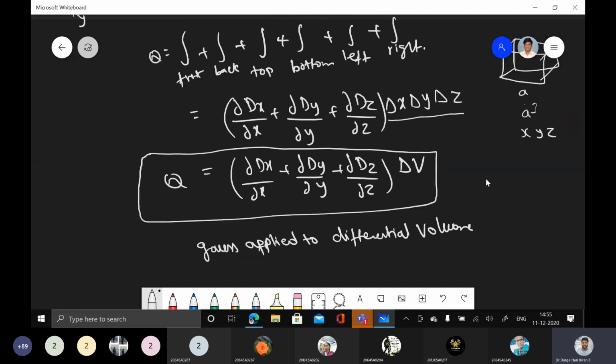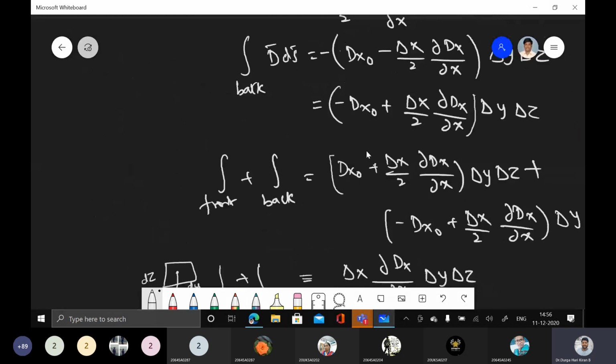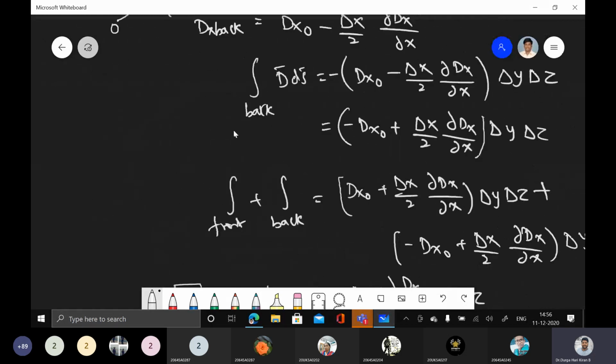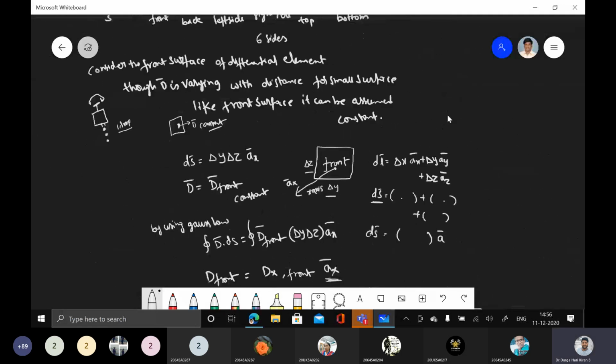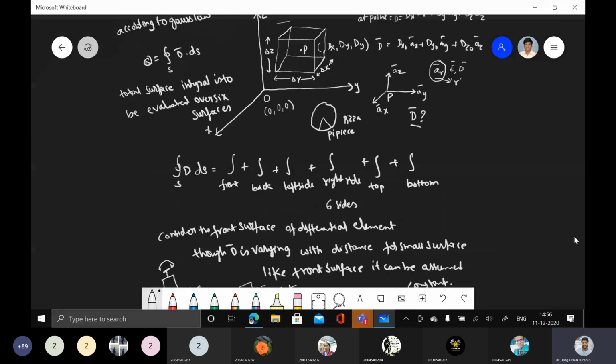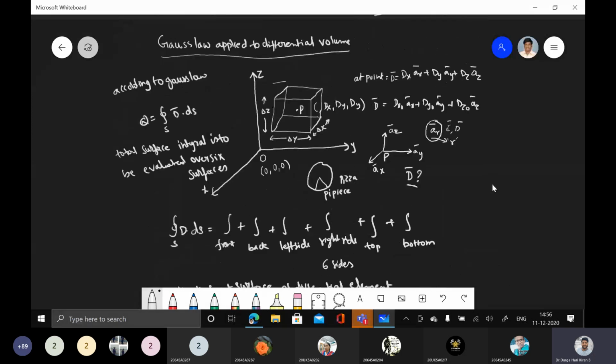Okay, so let us recap once again what we are doing. What we are writing is, we are applying the Gauss law for a differential volume. What is a differential volume? It is what we show here in our figure, a differential volume which has x length, y length, z length. Something like a cube or rectangle, it will be a volume. Okay, differential volume.